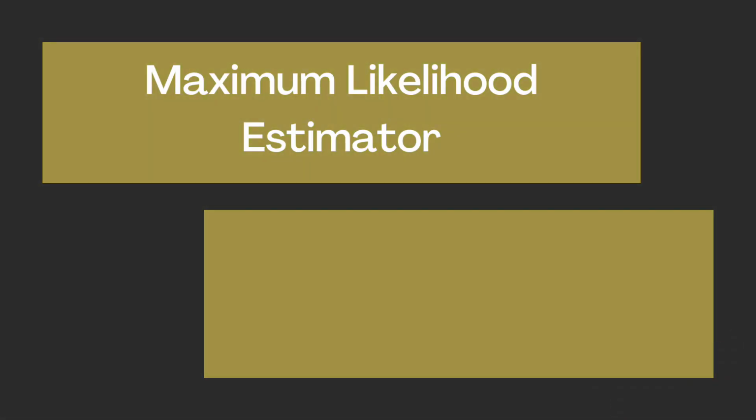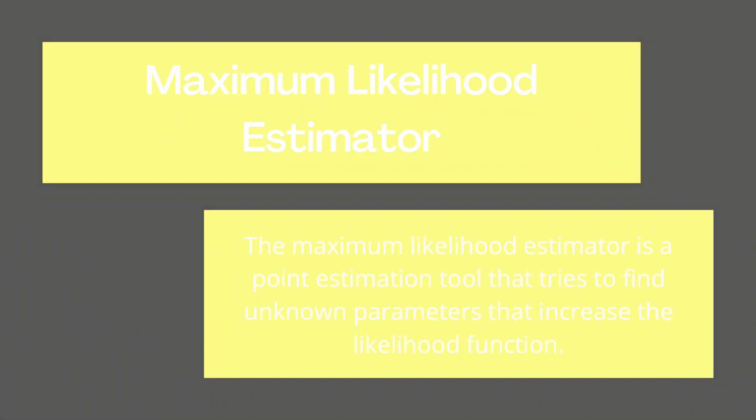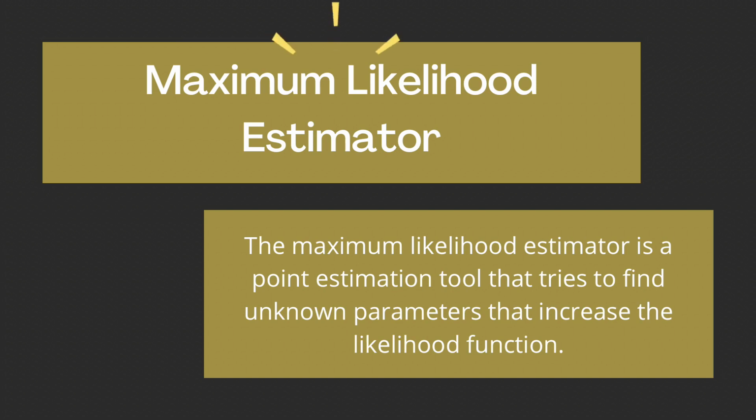And second, the maximum likelihood estimator. The maximum likelihood estimator is a point estimation tool that tries to find unknown parameters that maximize the likelihood function. It compares data sets and finds the best fit for the data by using the values from a proven model. For example, a study may be curious about the average weight of premature babies. Because measuring all premature babies in the population will be impractical, the researcher will take a sample from a single area.